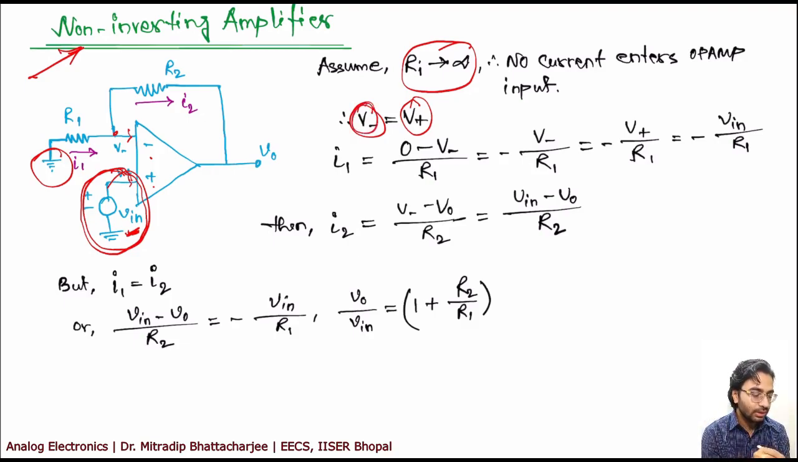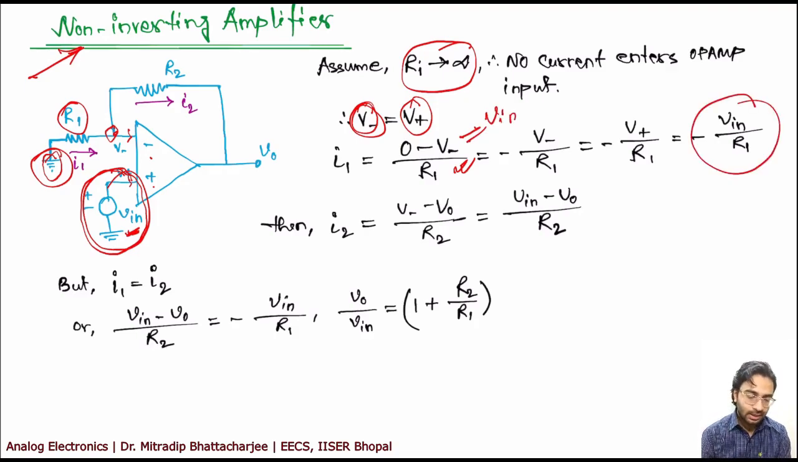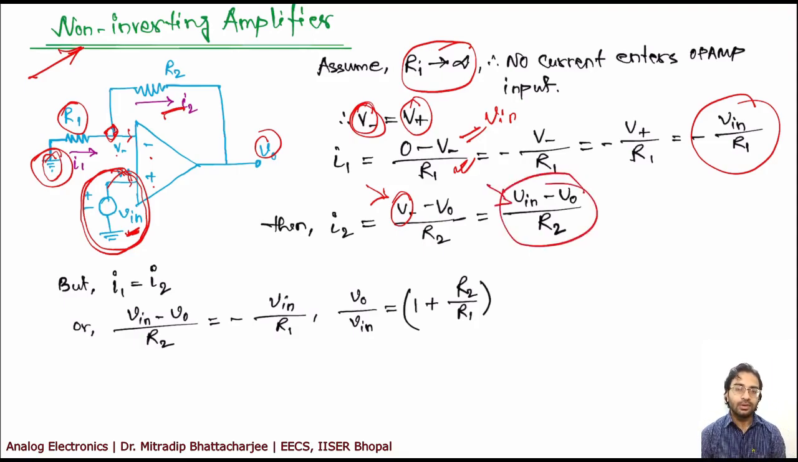So your I1 you can say is equal to 0 minus Vin divided by R1, right? So it will be 0 minus Vin, because V minus is equal to Vin now, so it will ultimately be minus Vin by R1, right? And your I2 will be Vin minus V0 divided by R2. Here we had written V minus first and then replaced it with Vin, so same thing, Vin minus V0 by R2.